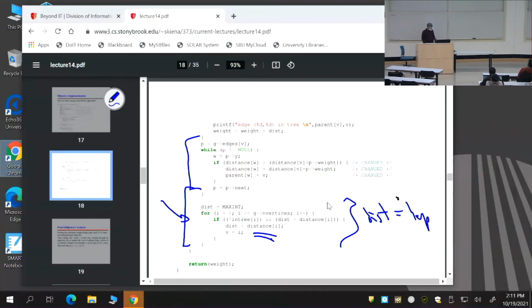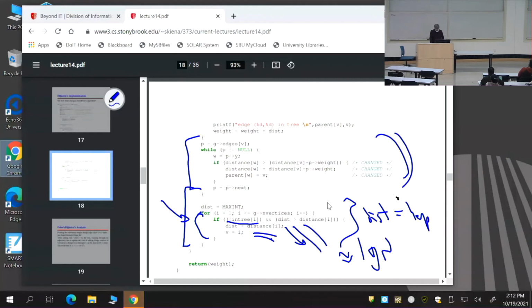If I have a heap of the distances of all vertices not in the tree, how much time will it take to find the smallest one? O of one. Once I put that vertex into the tree, I've now got to delete that value from my heap, right? How much time does it take to readjust the heap after I delete the root? Log n. So it should be clear that this can be done in log n time.